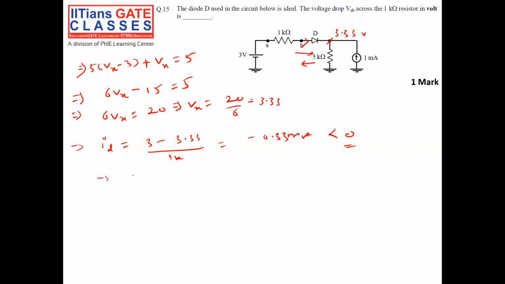So the assumption of forward bias is wrong. Okay, so the diode is reverse bias.